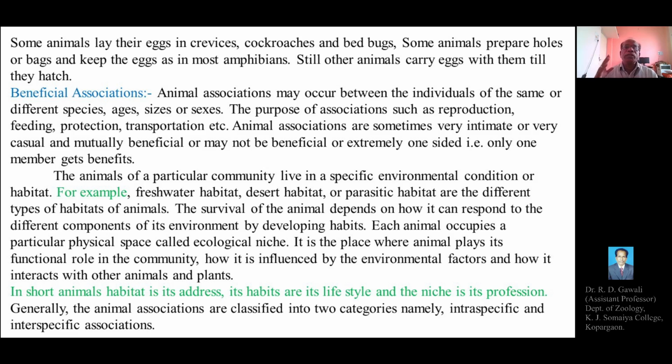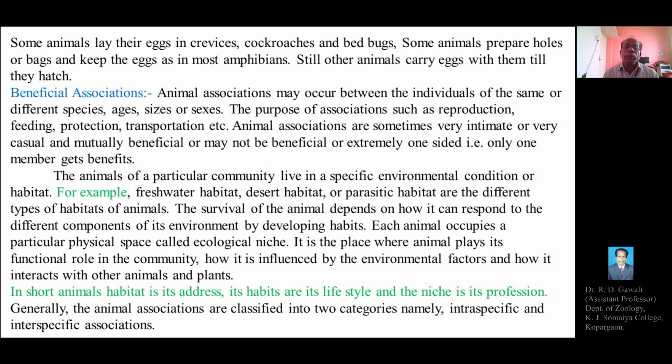So the animal associations may occur between the individuals of the same or different species or same or different ages, sizes, or the sexes. And the purpose of associations are either the requirement or the need of the reproduction, feeding or food, protection, transportation, etc. Animal associations are sometimes very intimate or close or very casual and mutually beneficial, or may not be beneficial or extremely one-sided, that is only one member getting its benefit.